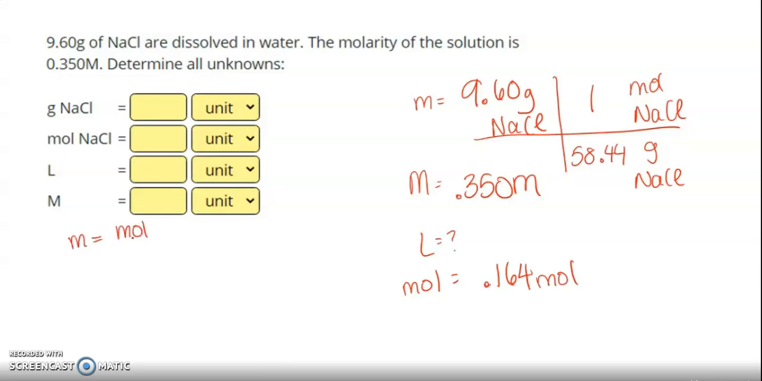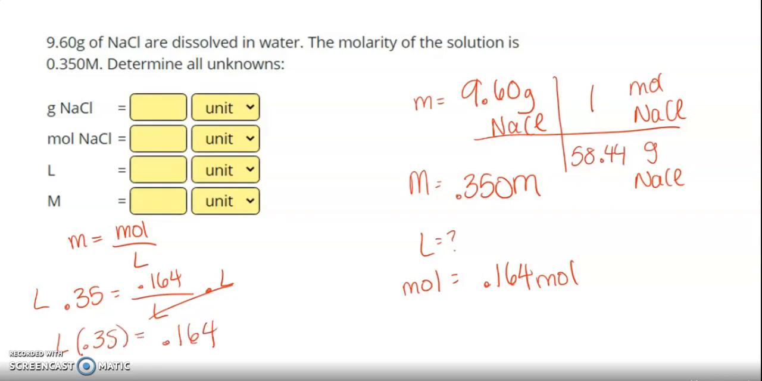So now we're going to use our equation. M equals moles over liters, and solve for liters. 0.35 equals 0.164 over L. When the variable is in the denominator, I like to multiply both sides by that variable, so times L. That gets the variable out of the denominator. Now we have L times 0.35 equals 0.164.